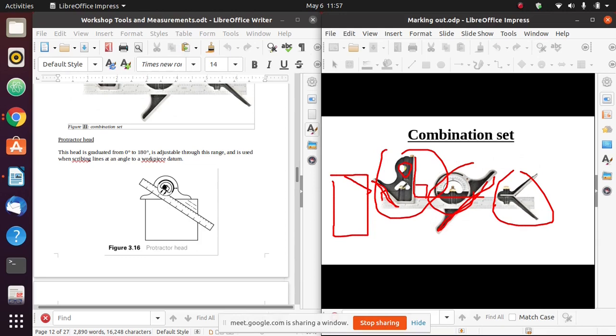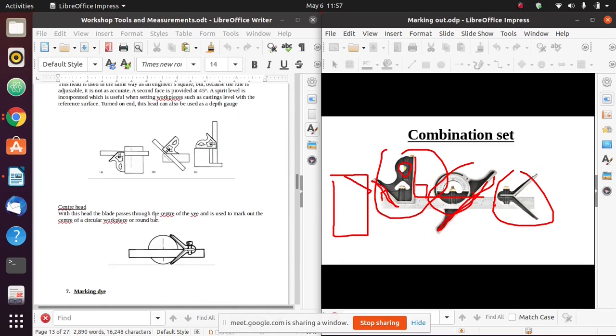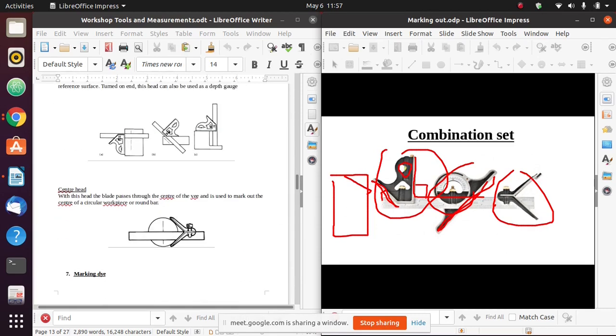So since it is movable, we incorporate a spirit level. Now this center head is used to determine the center of circular workpieces. If I want to determine the center of a pipe, I will put the pipe in the V, and this blade, the steel rule, will pass through the center of this V. When it passes through the center of that V, then I can mark out the center of that circular workpiece.